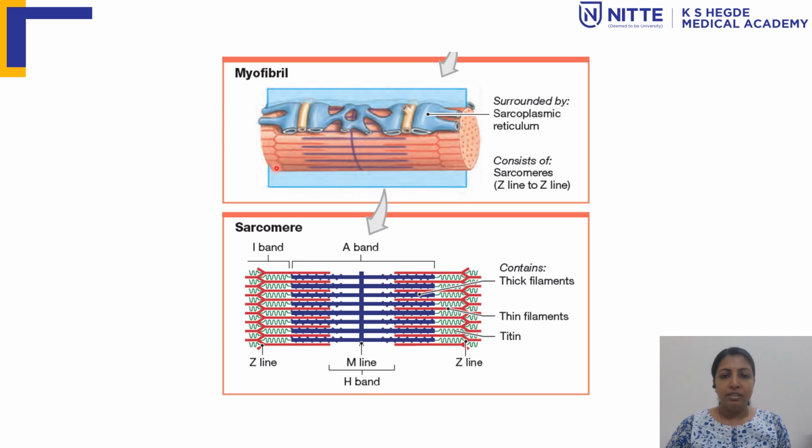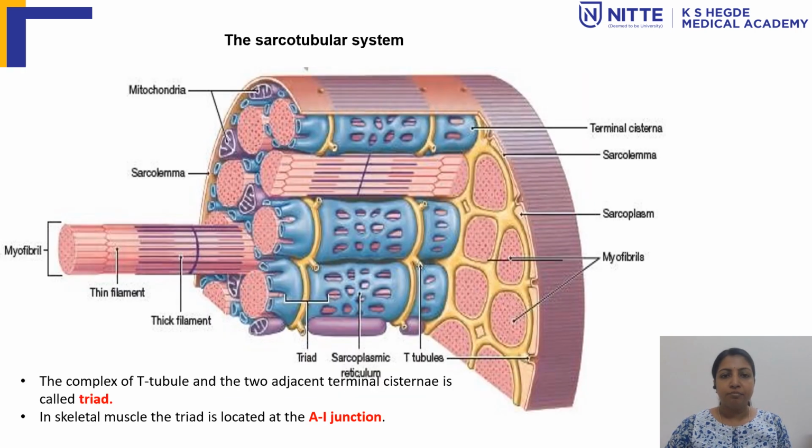This is the myofibril, and this is the sarcomere, one section of the myofibril. The sarcomere extends between two Z lines, or Z discs. You have the thin actin filaments and the thick myosin filaments, which partially interdigitate. It is due to their interaction that contraction happens.